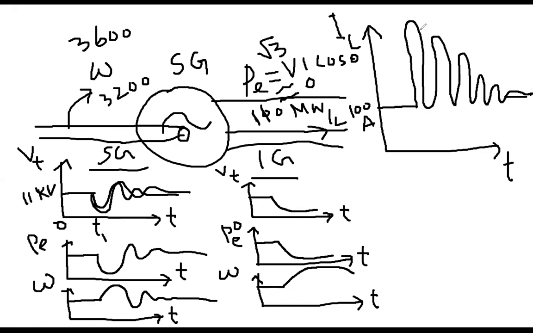Typically, this first peak is called the transient. This first peak is called the transient situation. And when it reduces down around this level, it is called subtransient.